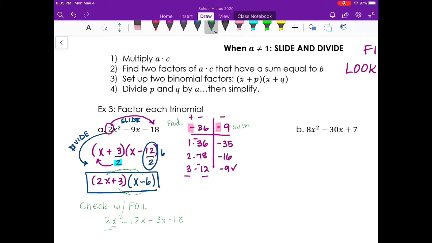So my first term matches my first term. My last term matches my last term. And if I add these two together, that gives me negative 9x. So it checks. These are the factors. And so this was our goal. Let's try another one.